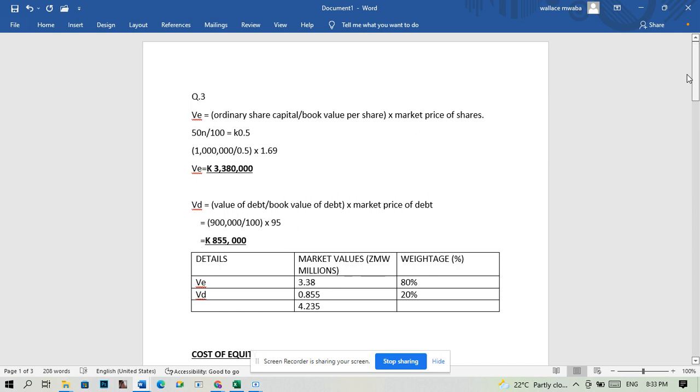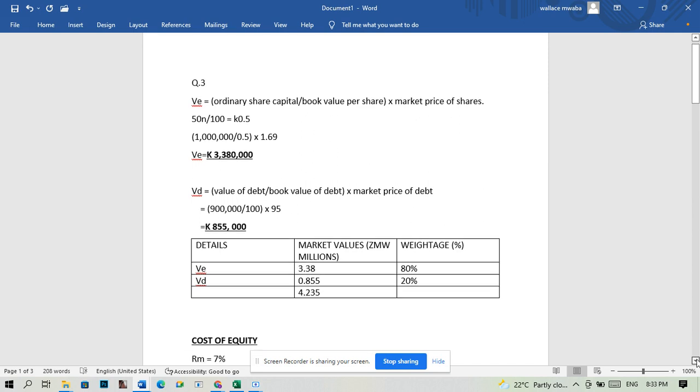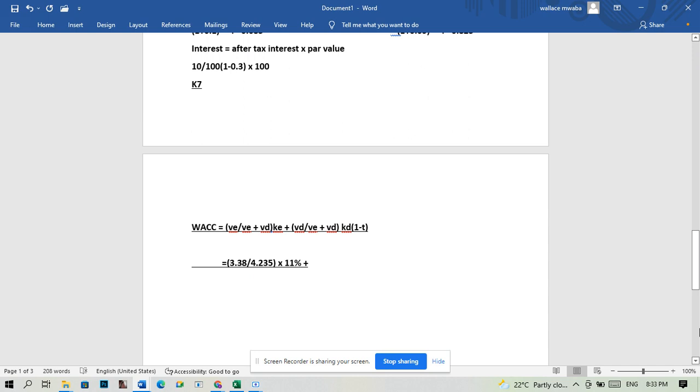our VD was what? 0.855, right, divided by 4.235, and times 9%. So we tinker the calculators.